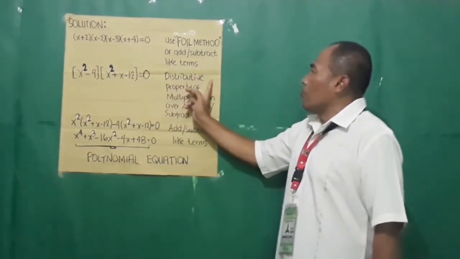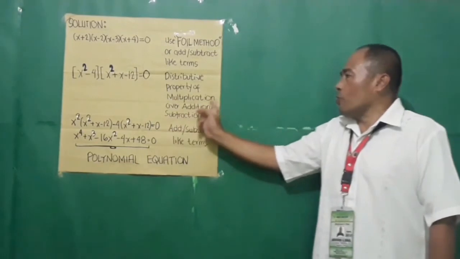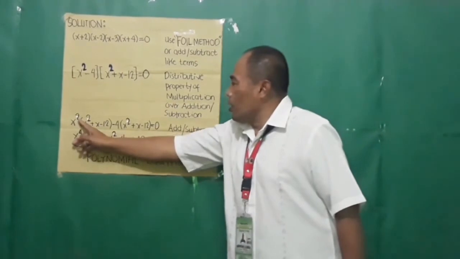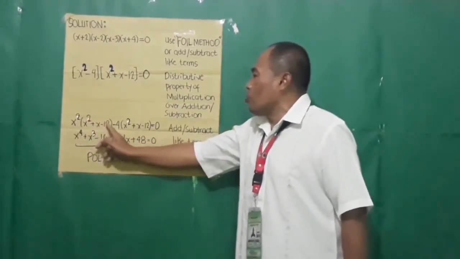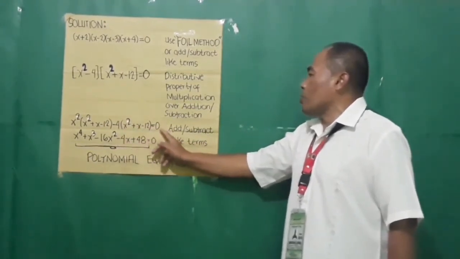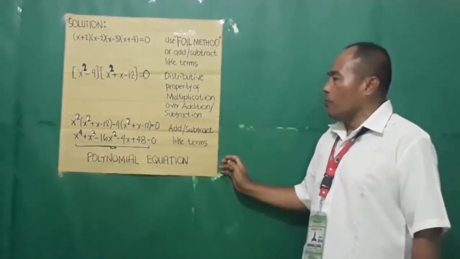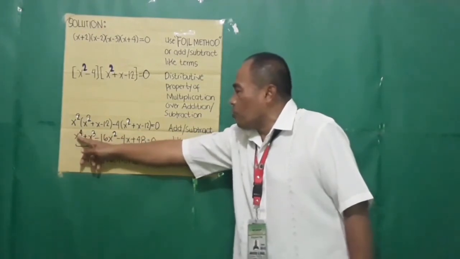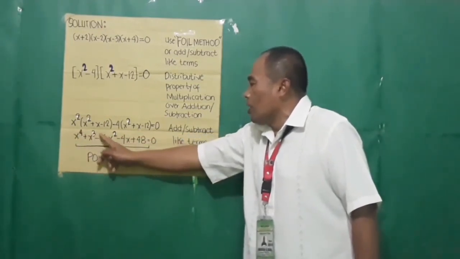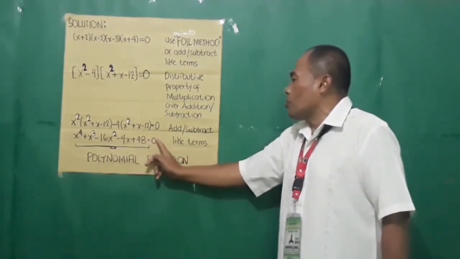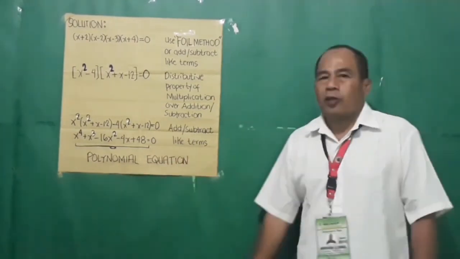Use the distributive property of multiplication over addition and subtraction. So, x squared times (x squared plus x minus 12) minus 4 times (x squared plus x minus 12) is equal to 0. Add and subtract like terms. So the final answer is x to the 4 plus x cubed minus 16x squared minus 4x plus 48 is equal to 0. And that is the final polynomial equation.